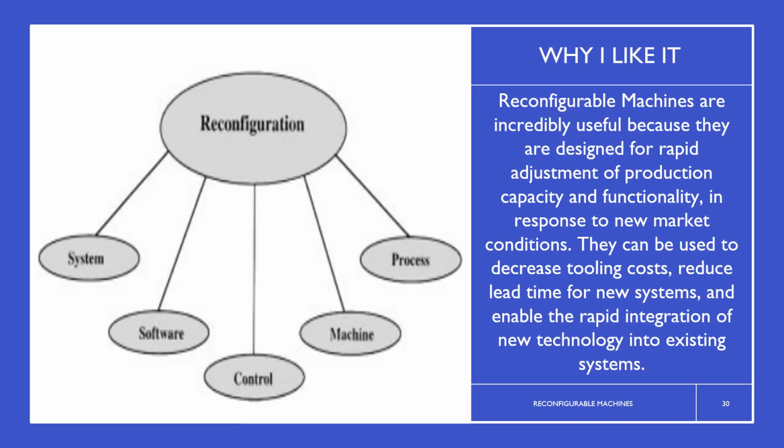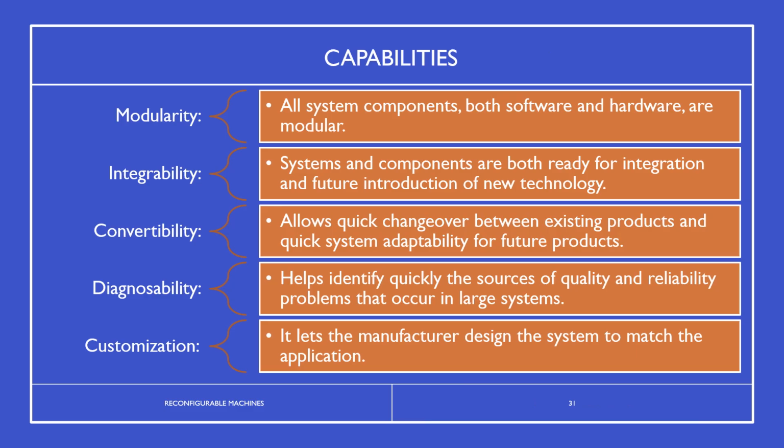Reconfigurable machines are incredibly useful because they are designed for rapid adjustment of production capability and functionality in response to new market conditions. They can be used to decrease tooling costs, reduce lead time for new systems, and enable the rapid integration of new technology into existing systems.